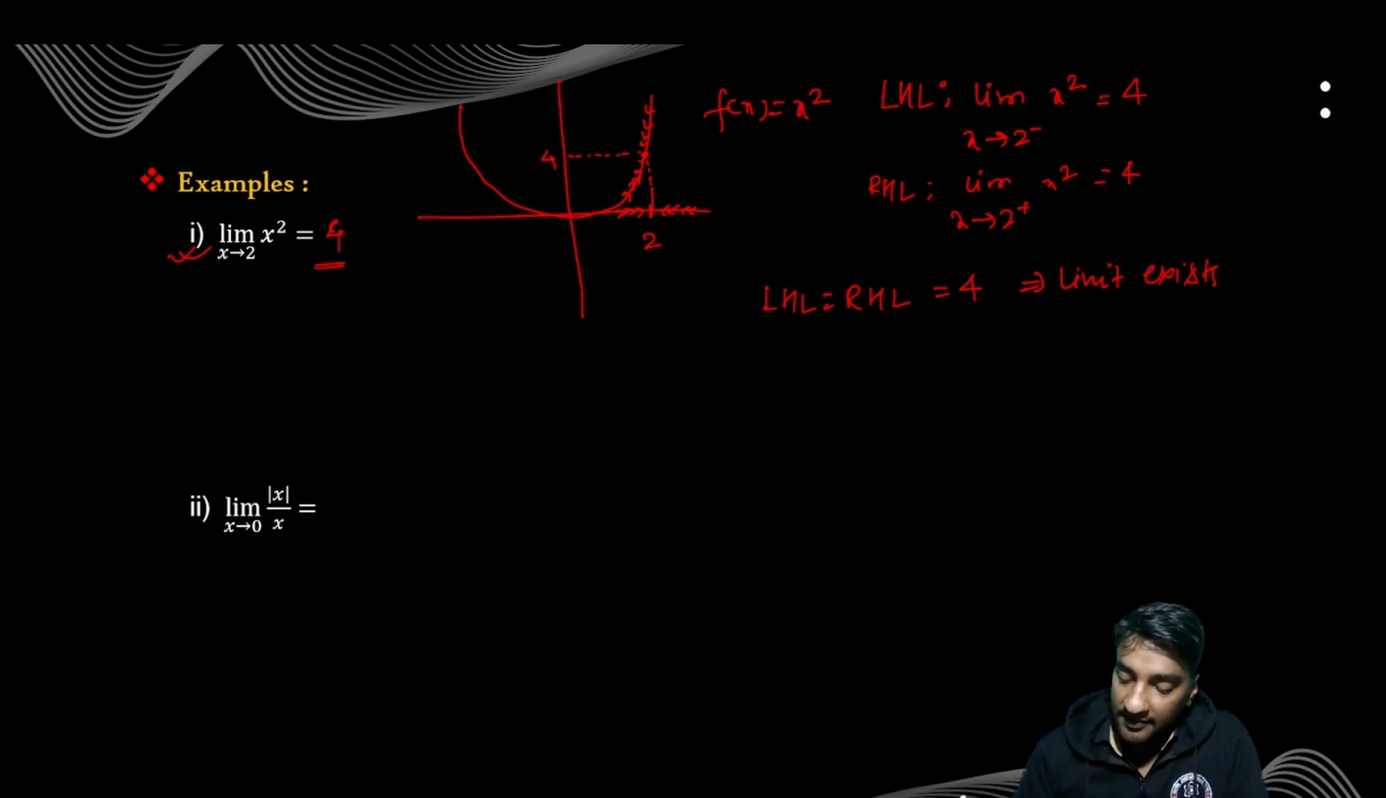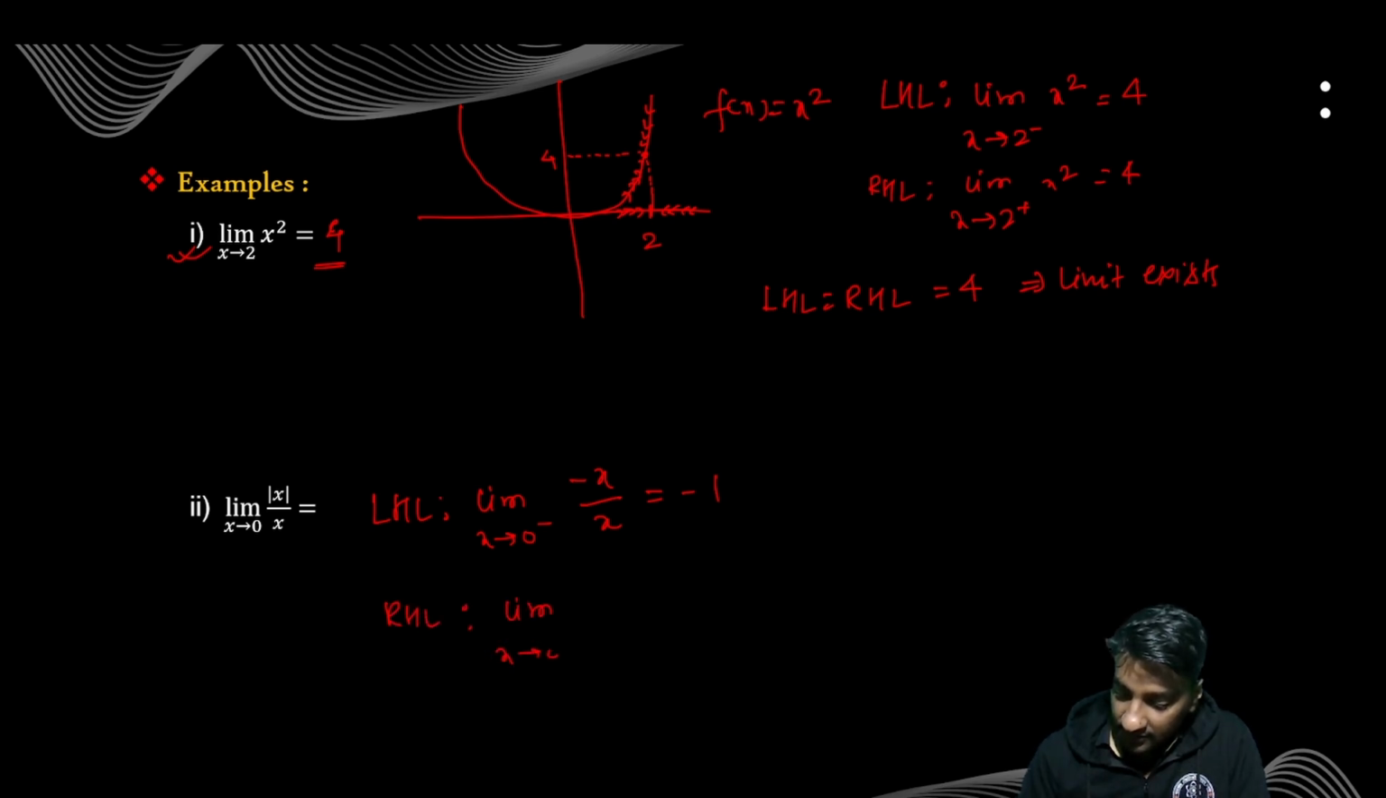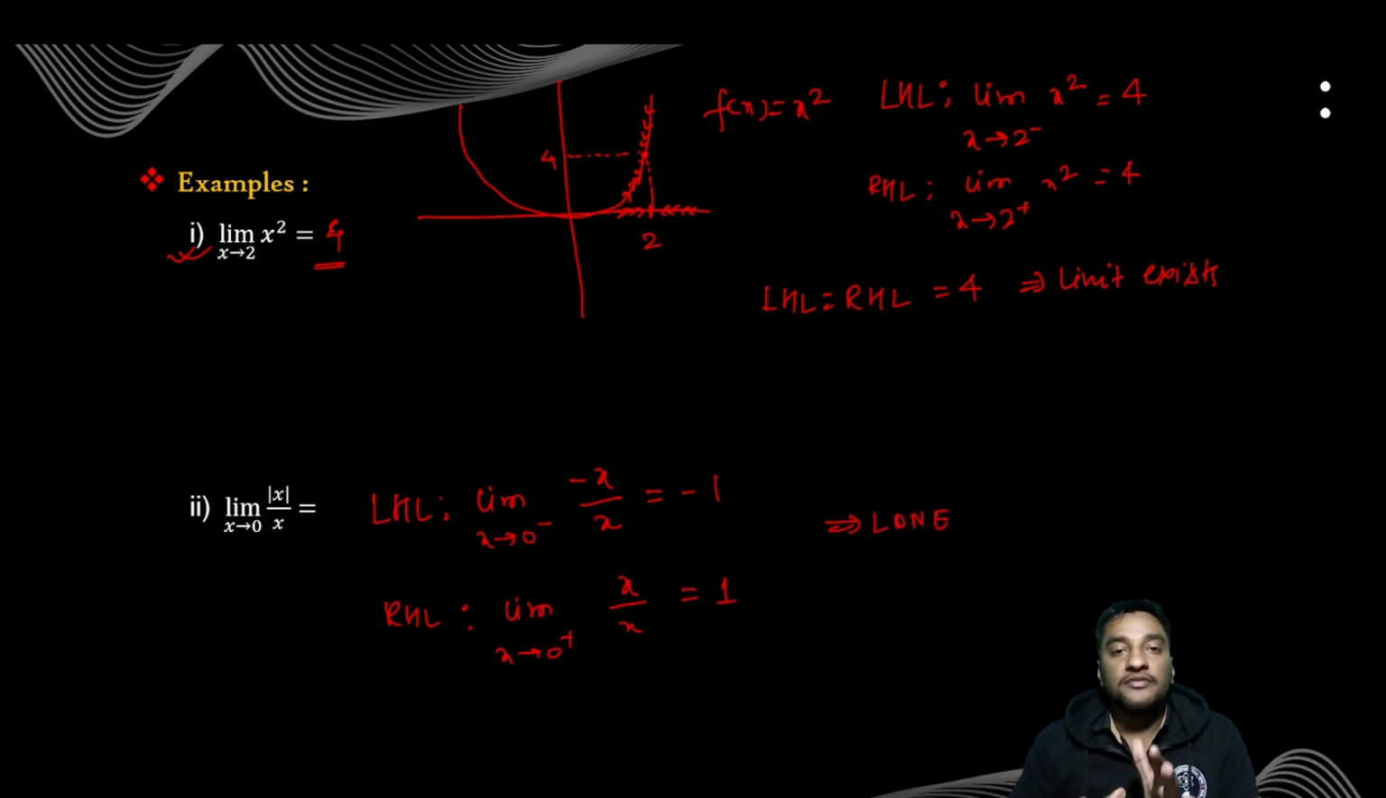Next, we have a very beautiful example. So we'll calculate LHL. So limit x tends to 0 minus, therefore we have minus of x upon x, which is equal to minus 1. RHL equals limit x tends to 0 plus x by x. Therefore, it is 1. And since both are not equal, we say that the limit does not exist. Right. Here both the limits are finite, but they are not equal. Therefore, we say that the limit does not exist.